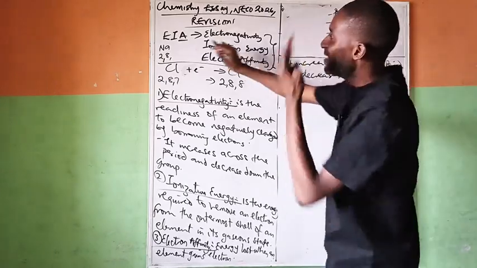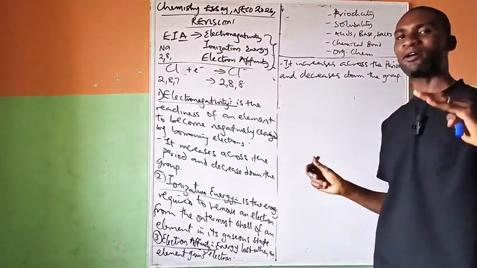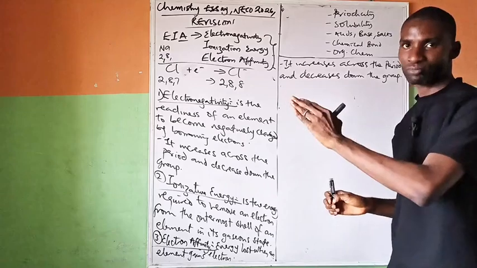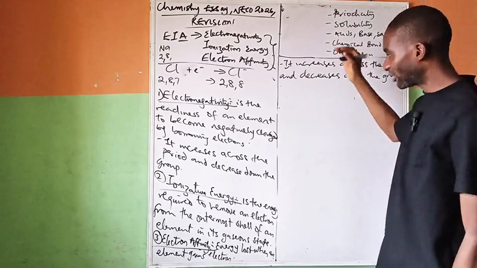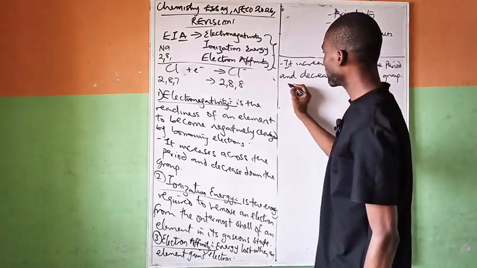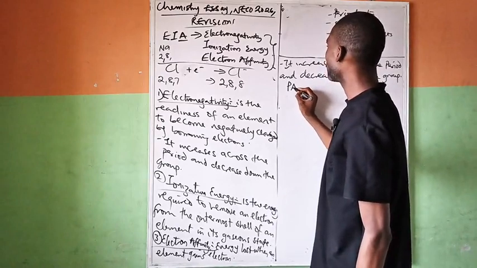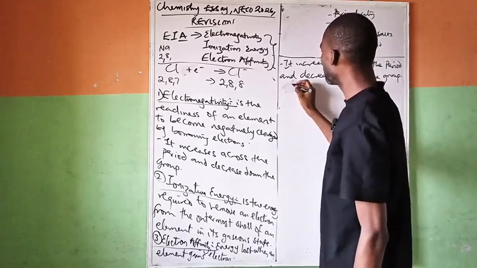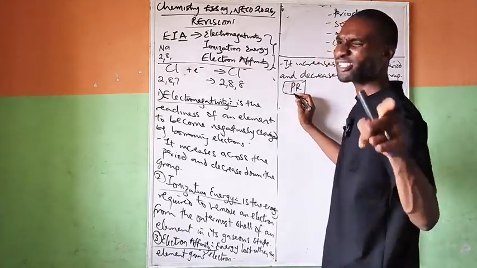So those first three, EIA, they all increase across the period and decrease down the group. Now the next three I'll be giving you also have similar periodicity, and that is they decrease across the period and increase down the group. And the acronym I'll give you is PR. What is PR? P is for electropositivity.